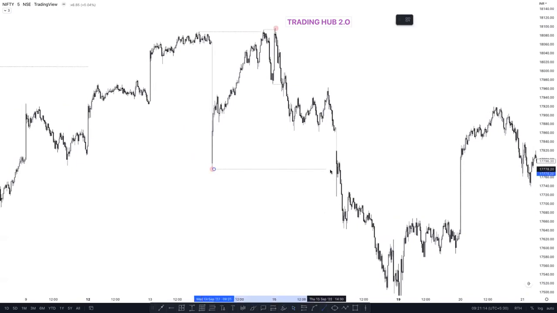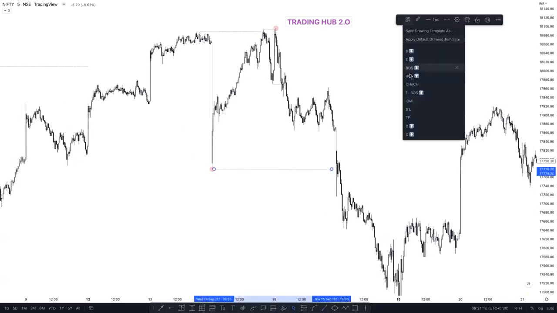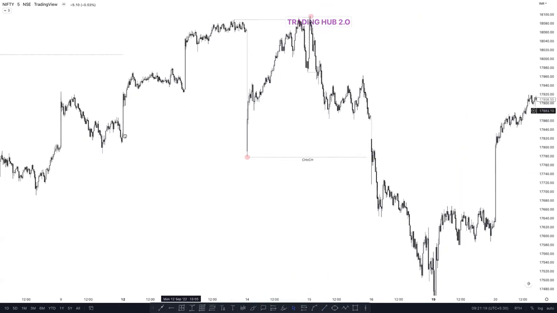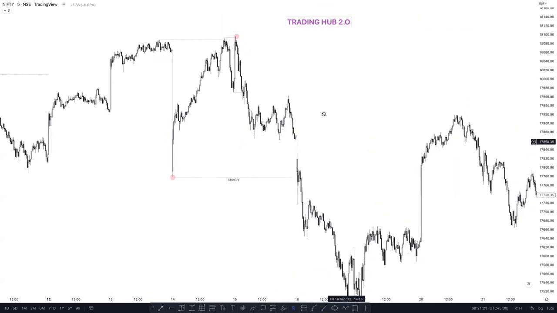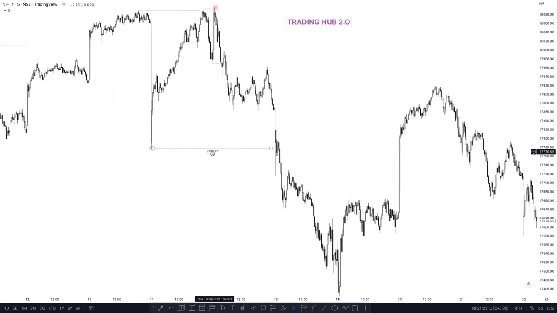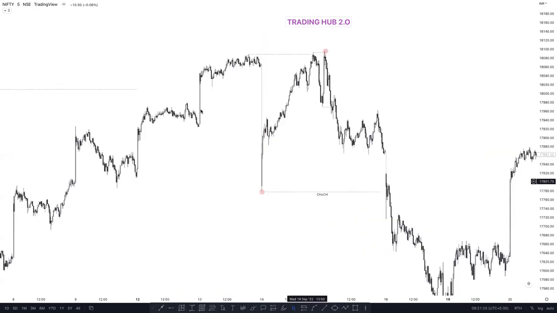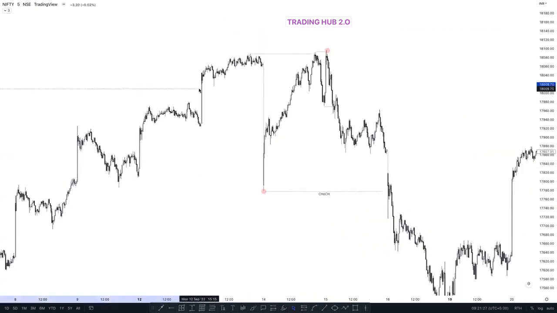And what happened here? The market broke the structure to the downside, and this converted, because the market was bullish, and converted into bearish, right? After this change of character, this is our change of character, because this sweeps the liquidity in the daily time frame.